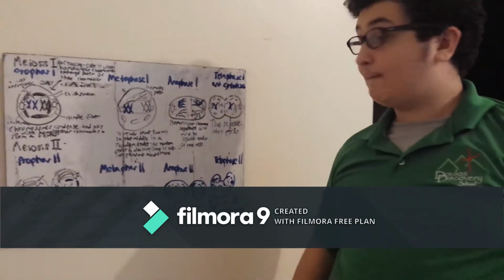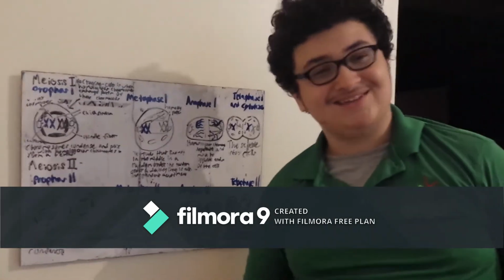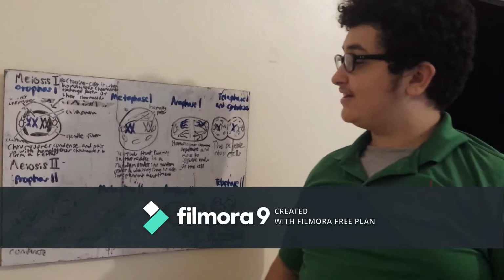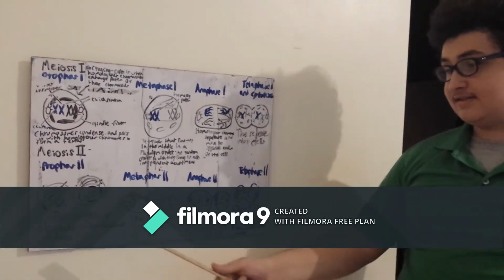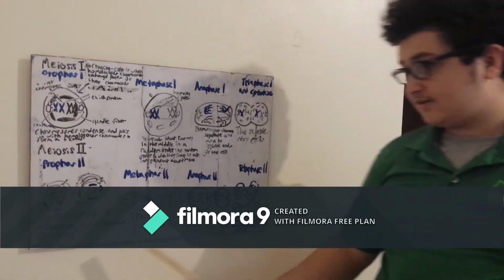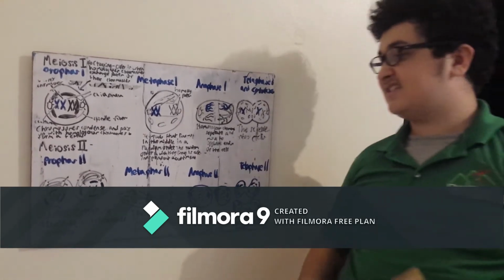Anyway, in part 2, meiosis 2. In prophase 2, the nuclear membrane has disappeared, and chromosomes are beginning to condense.